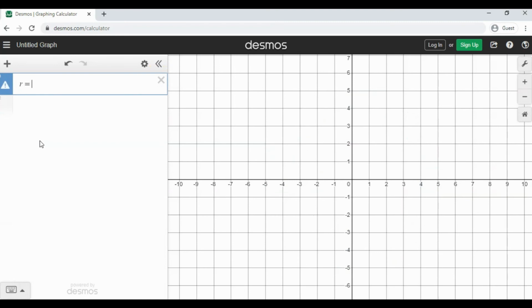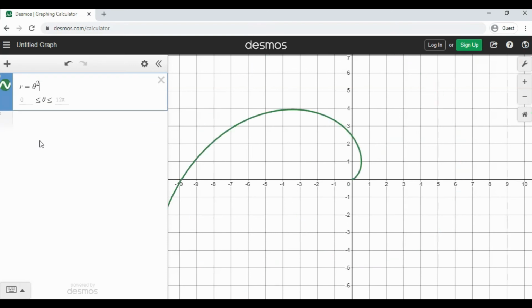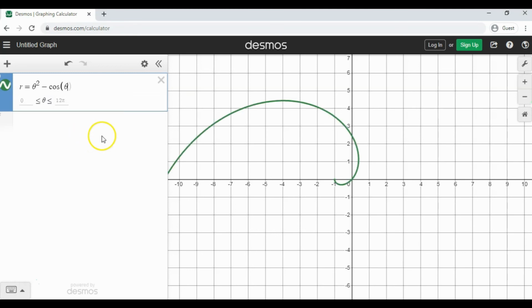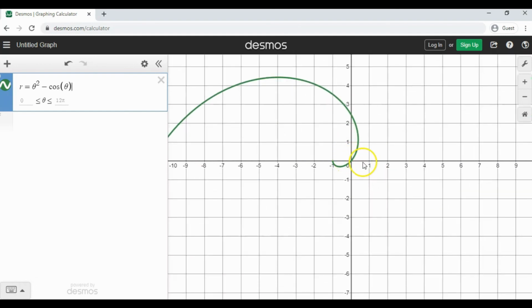Let's say you could just pick anything. How about r is equal to, we did theta squared earlier, right? How about theta squared minus, and you can throw in some trigonometric functions, cosine of theta? And it'll create a weird shape. We still got the spiral here, but it did something weird with it. Instead of starting right here, it curled it back.